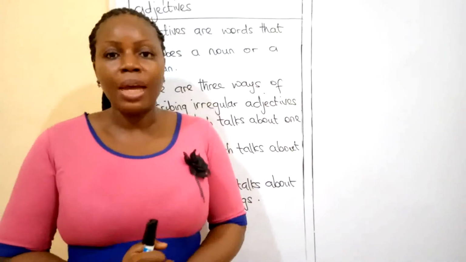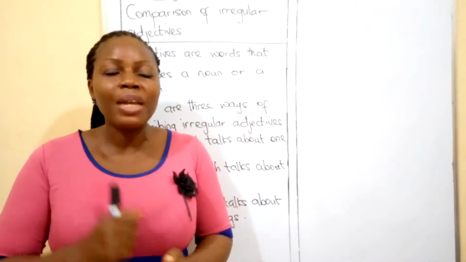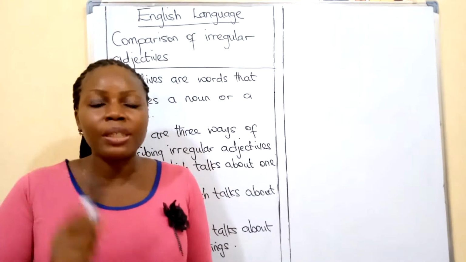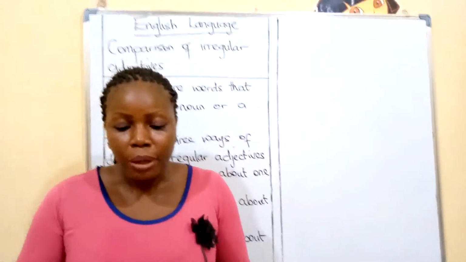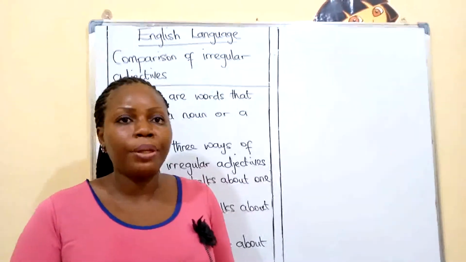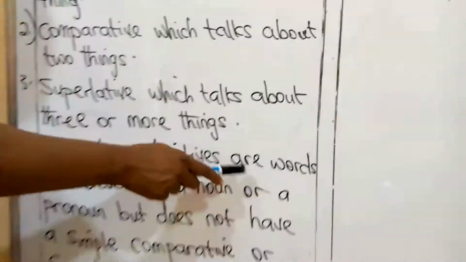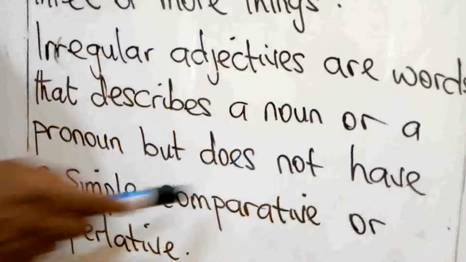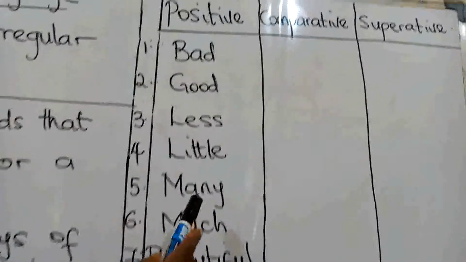Irregular adjectives are words that describe a noun or a pronoun, but do not have a simple comparative or superlative. I will tell you what I mean. Okay, now I want to give you some examples. Like I said, irregular adjectives are words that describe a noun or a pronoun but do not have a simple comparative or superlative. Now, this is what I mean here on the board. This is how to arrange it.